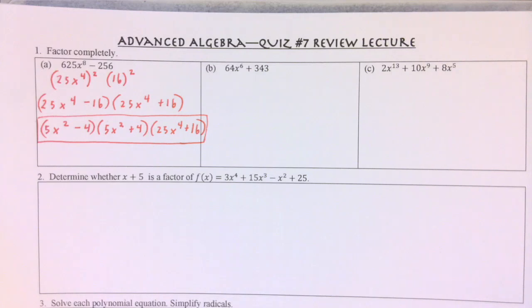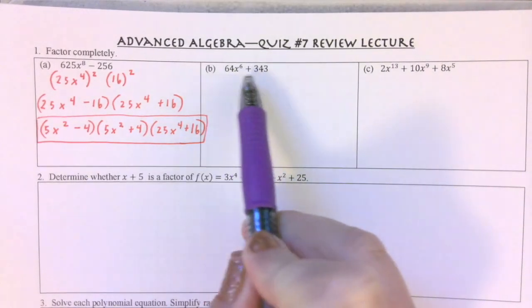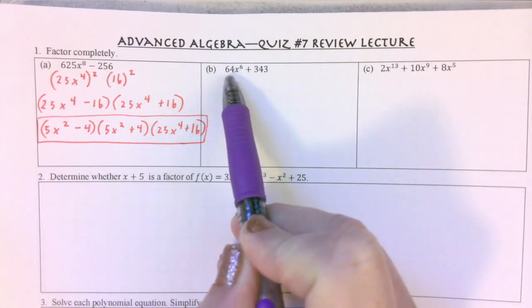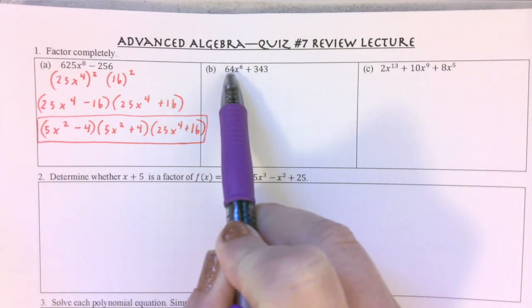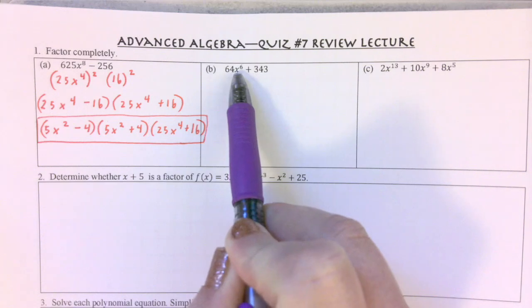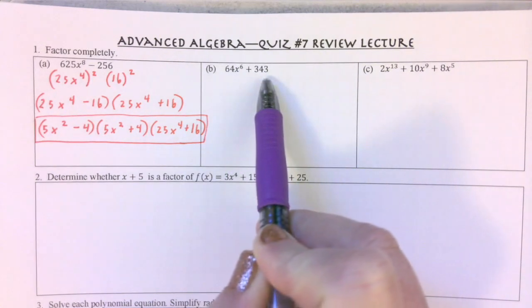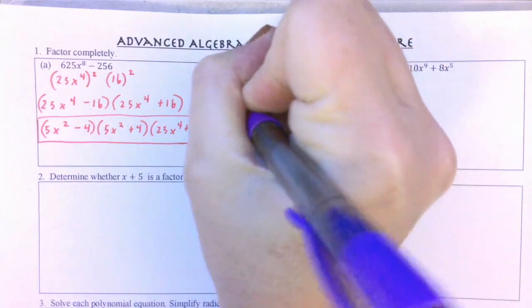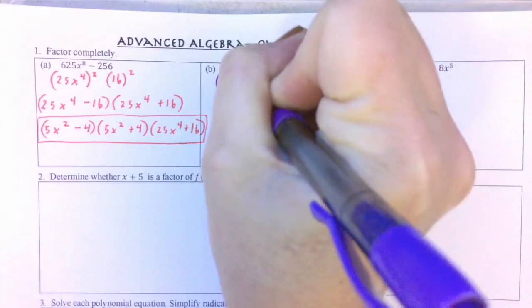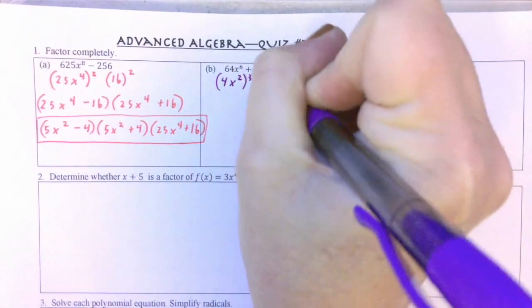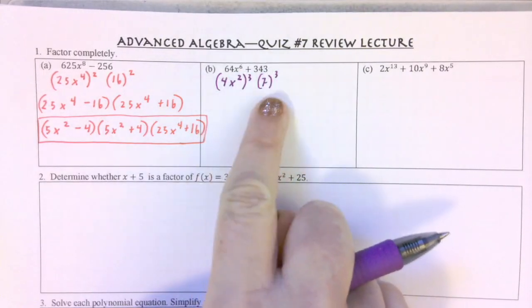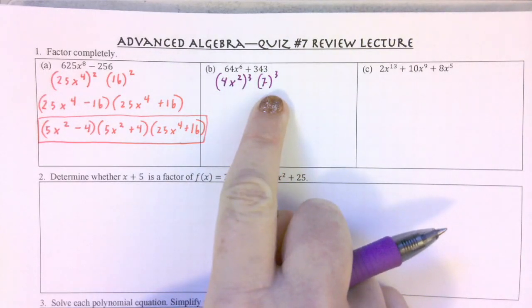Okay, next one I'm looking to see, again, there's two terms, there's a plus in the middle. Are these perfect cubes? Well, right here, 64 is 4 cubed, and x to the sixth power is x to the second power cubed. 343 is 7 cubed. So yes, I'm going to just write out what it is that's being cubed. So 4x squared as a quantity cubed, 7 cubed. So I have a sum of two cubes.